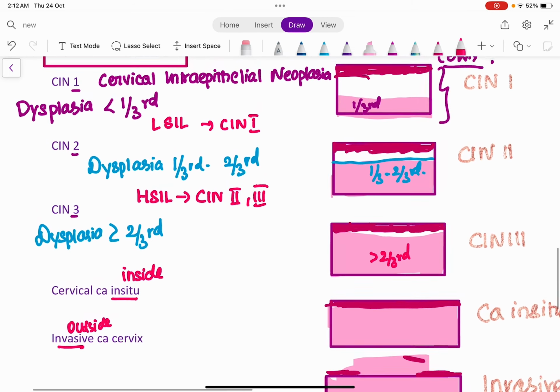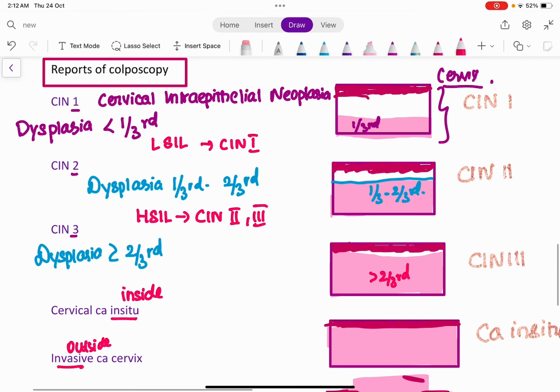That's all, okay? So here, when you see the cervix, you can see an overlying intact membrane. As you can see here, there is an overlying intact membrane. And this is the entire thickness of the cervix. If it involves 1/3, it is CIN1, 1/3 to 2/3, it is CIN2, more than 2/3, it is CIN3.